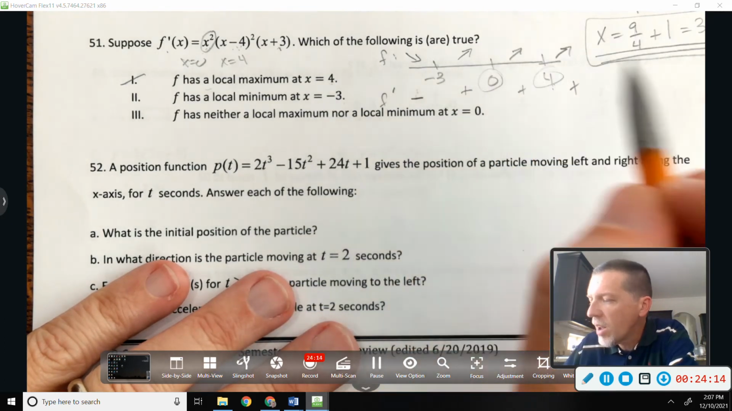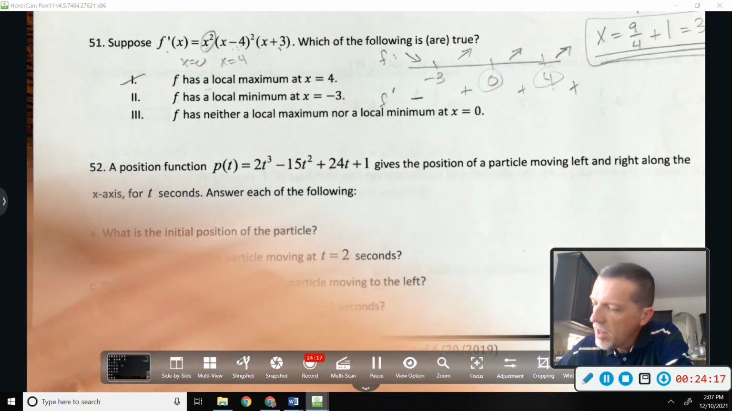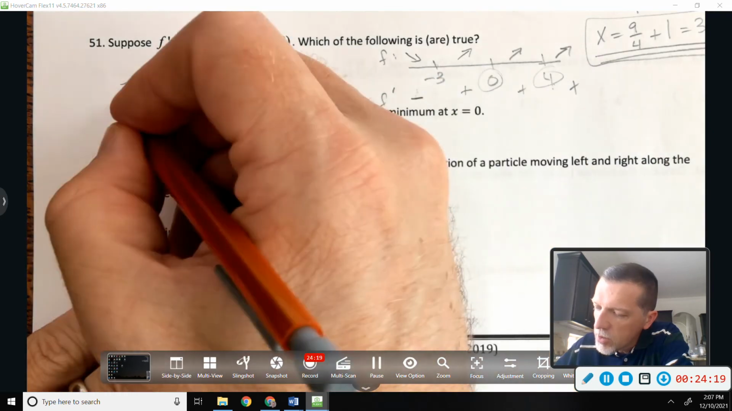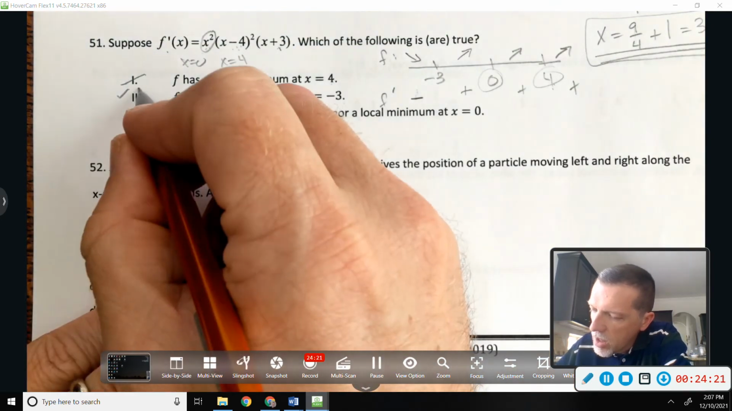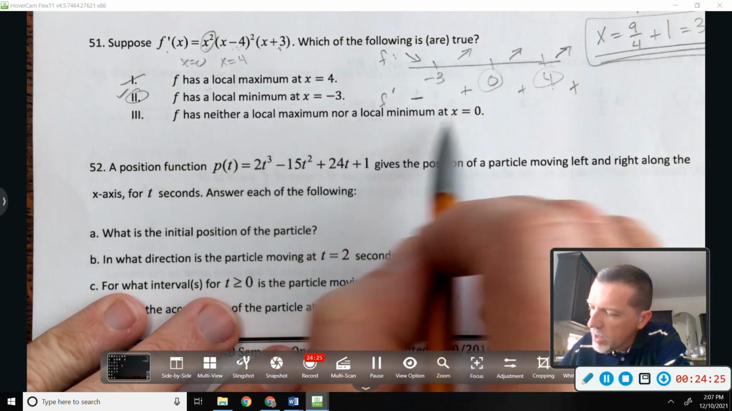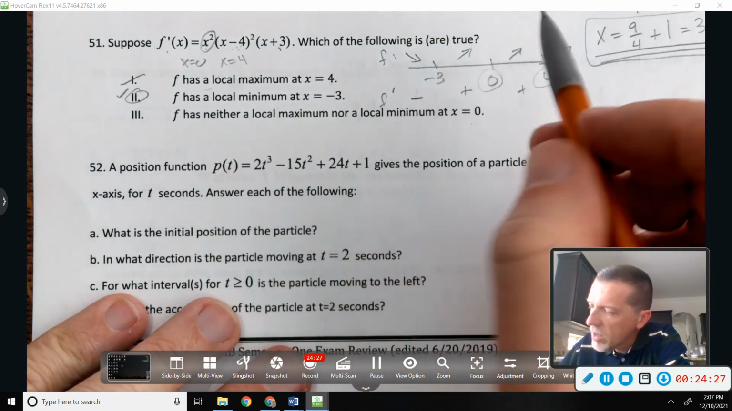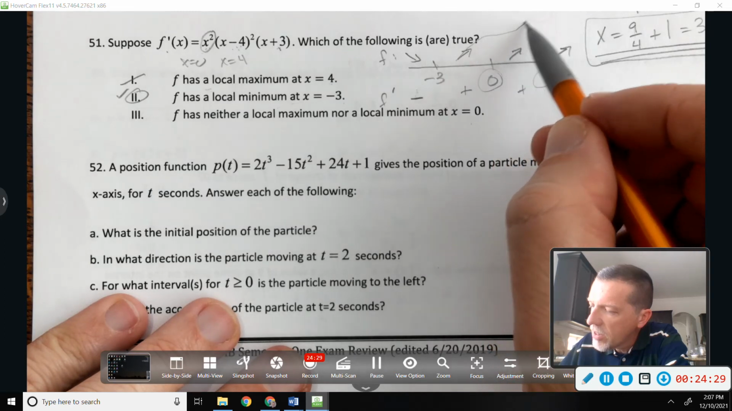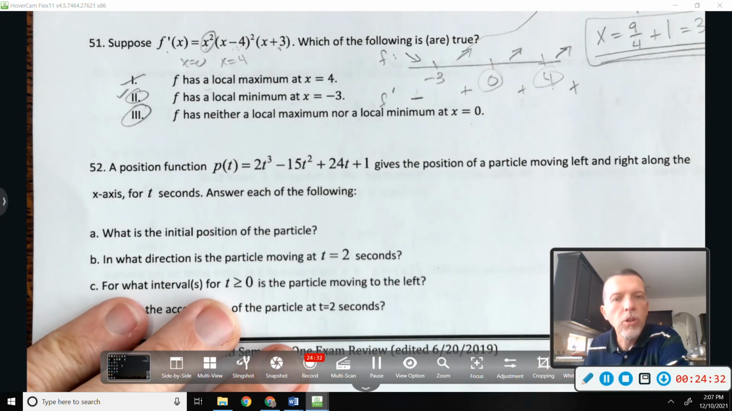0 and 4 are not relative extrema. -3 is a local minimum, so 2 is true. f has neither a local max or local min at x equals 0. That's a true statement. It increases, levels off, increases again. So 2 and 3 for that one.